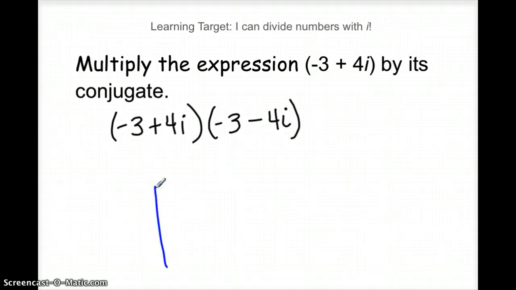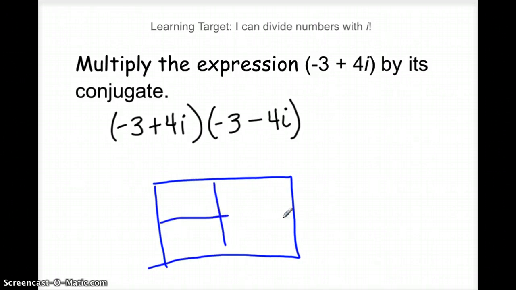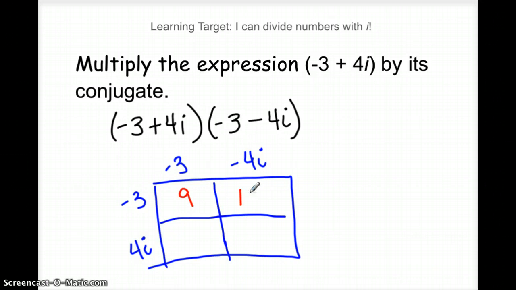Okay, now we are going to make a grid because we're going to FOIL, or you can FOIL your way through if you don't like to use the grid. Whatever floats your boat, that's cool. I'm going to label my sides -3, 4i, -3, -4i. And we're going to multiply to fill in the grid. So -3 times -3, positive 9. -3 times -4i, positive 12i. -3 times 4i, negative 12i. And then here, positive 4i times -4i, negative 16.